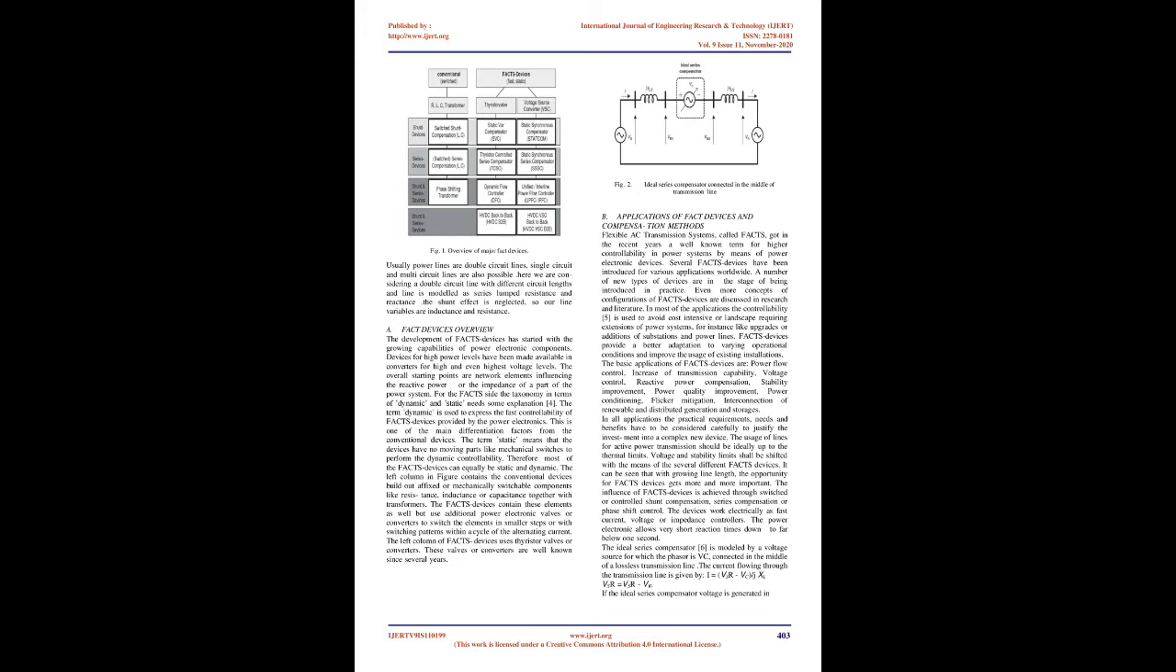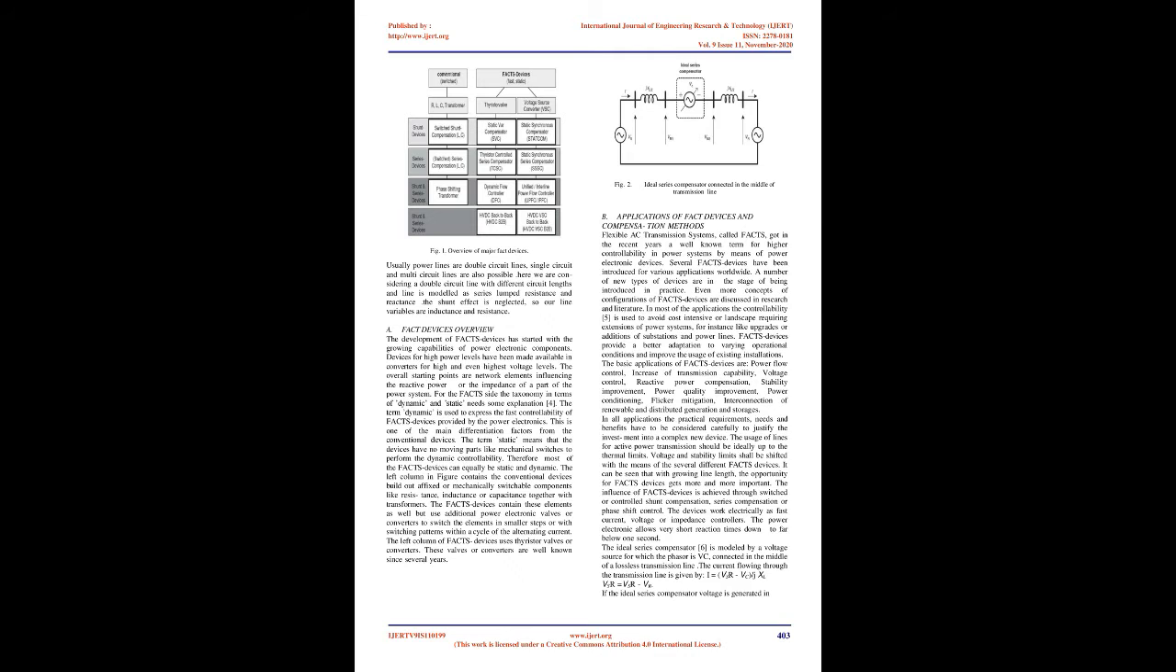Depending on the excitation voltage levels and power handling capability, we choose our conductor. Once we choose the conductor, the parameters are known and are a function of length. All these parameters are proportional to length. Fig. 1. Overview of major FACT devices. Usually power lines are double circuit lines; single circuit and multi-circuit lines are also possible. Here we are considering a double circuit line with different circuit lengths, and the line is modeled as series lumped resistance and reactance. The shunt effect is neglected, so our line variables are inductance and resistance.